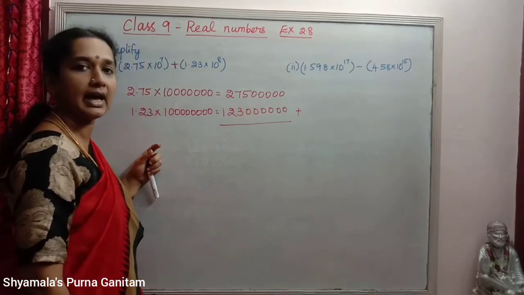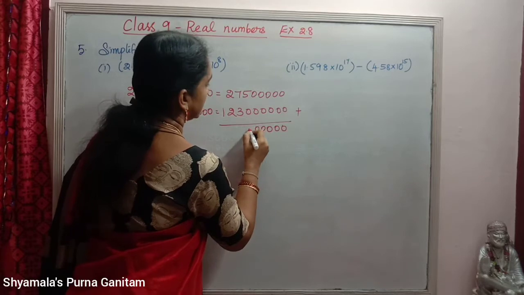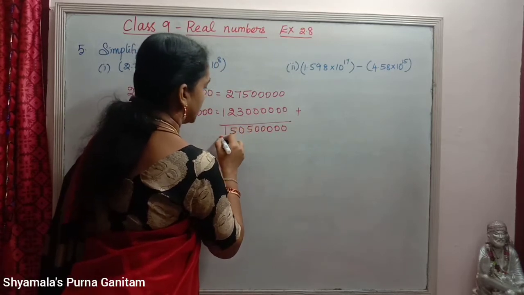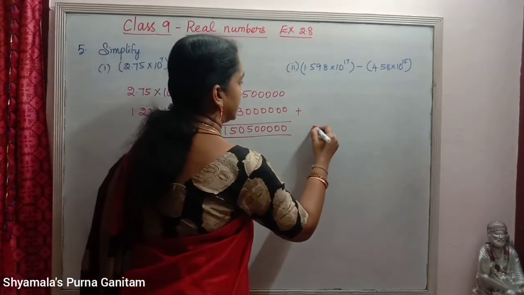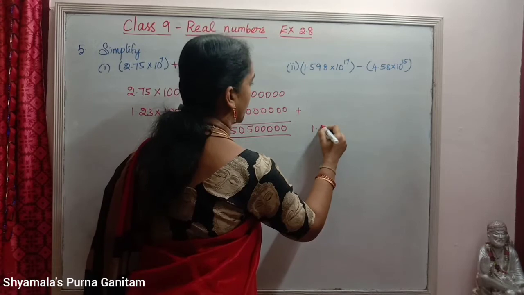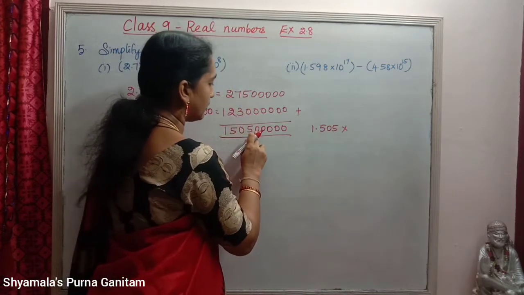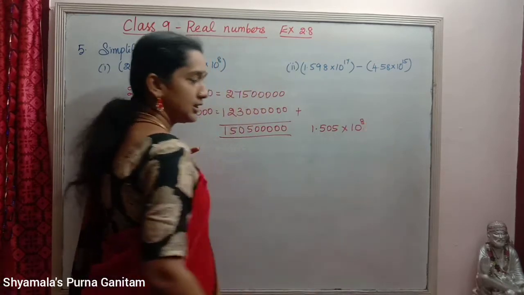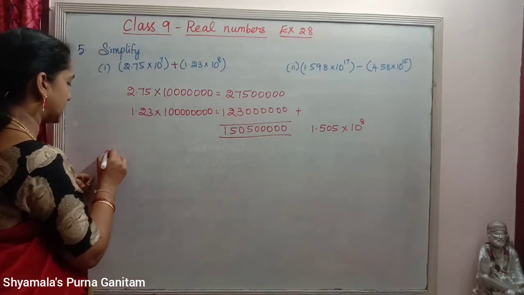Now we will add this. So this is the answer in normal form. This we have to write in scientific notation: 1.505 into 10 power, counting 1, 2, 3, 4, 5, 6, 7, 8, into 10 power 8. So this is the answer in scientific notation. This is the first sum.